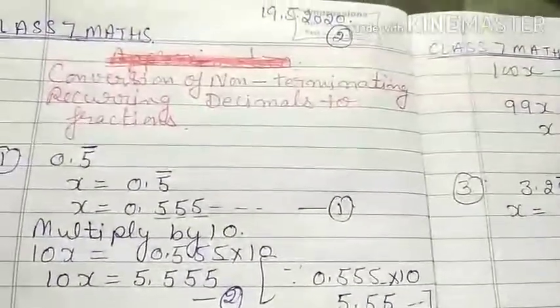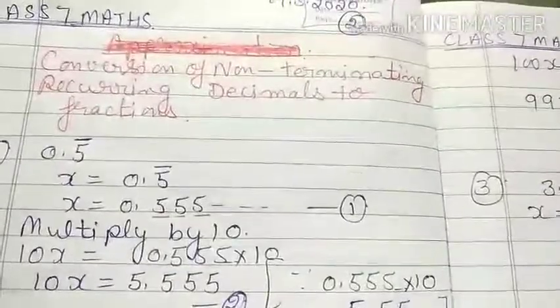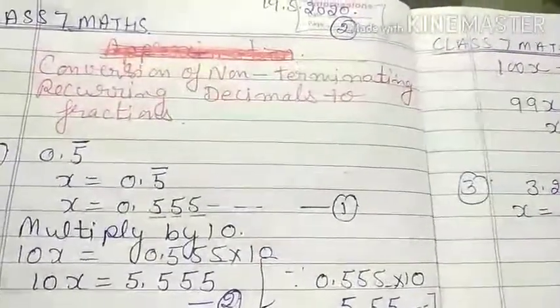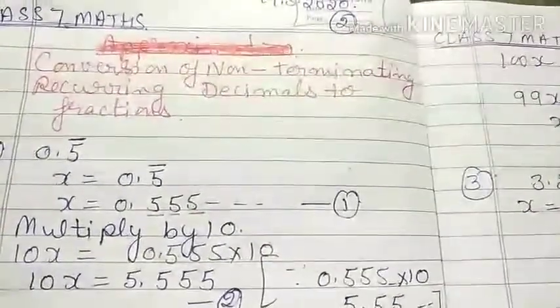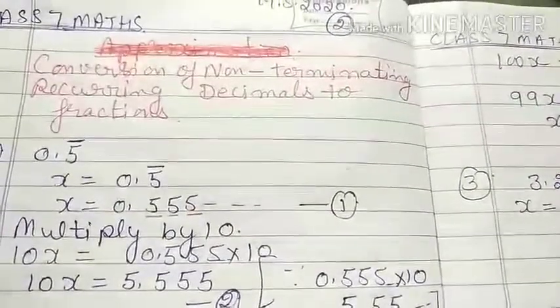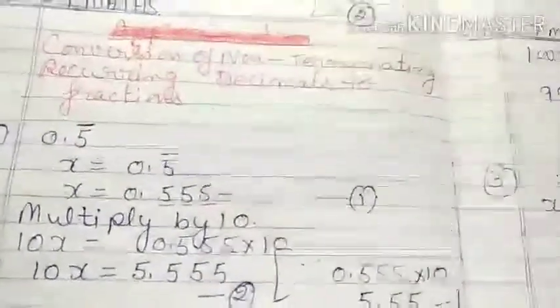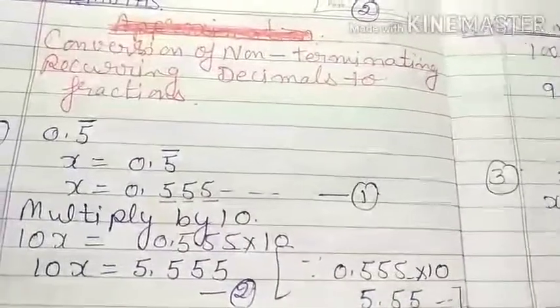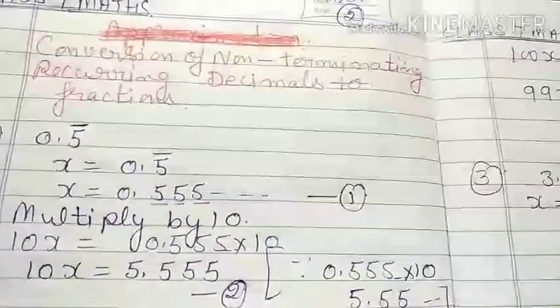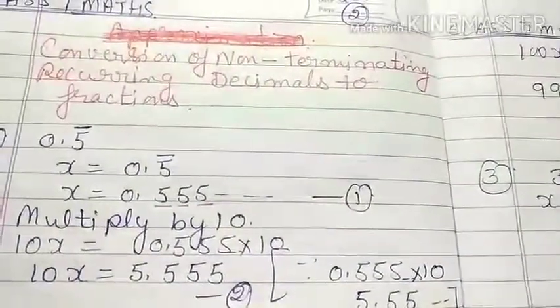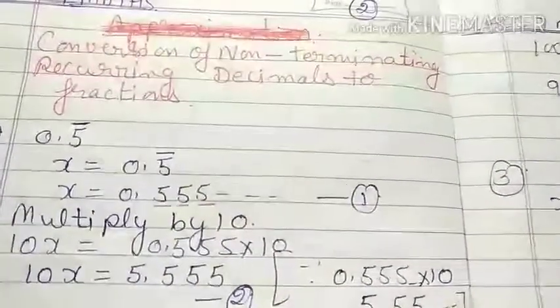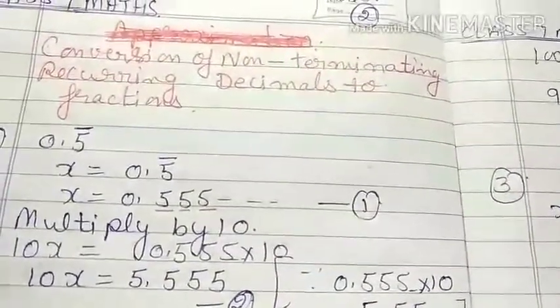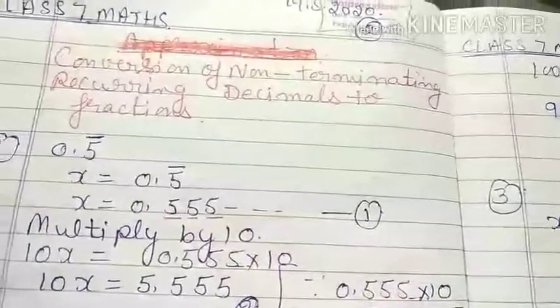What will we do today? We will convert non-terminating recurring decimal numbers, which are repeated decimal numbers, back into fractions. Different types of repeated decimal numbers have different forms, and you have to convert them into fractions.